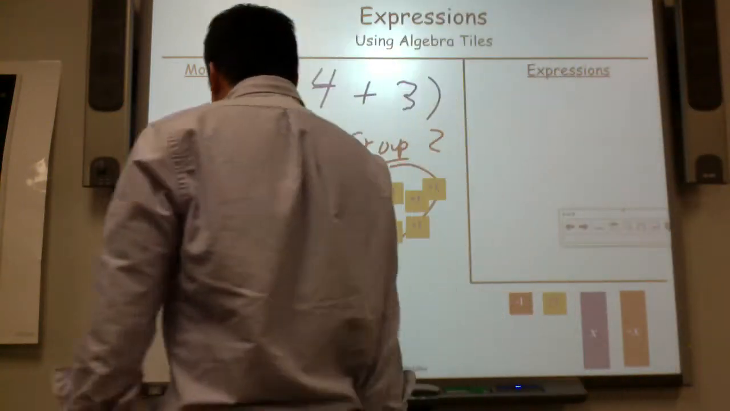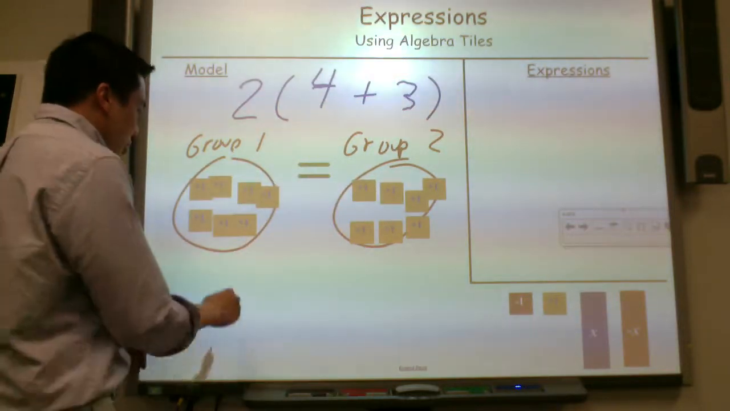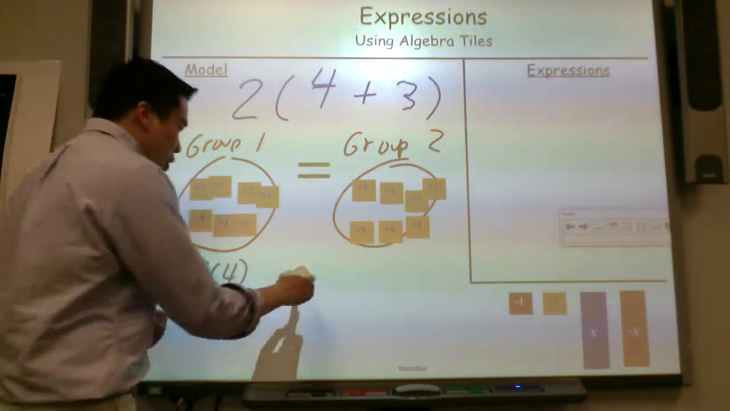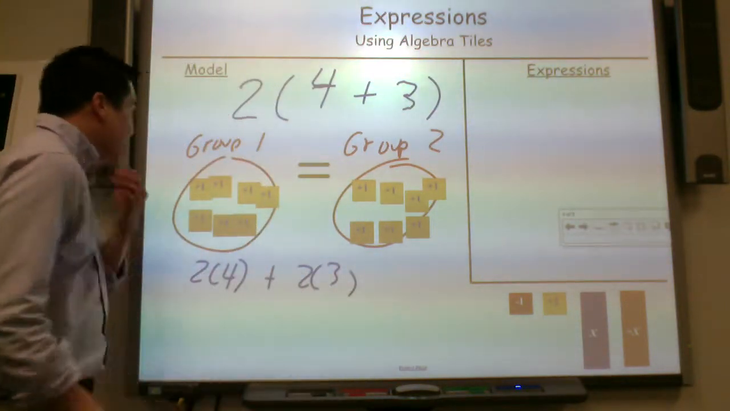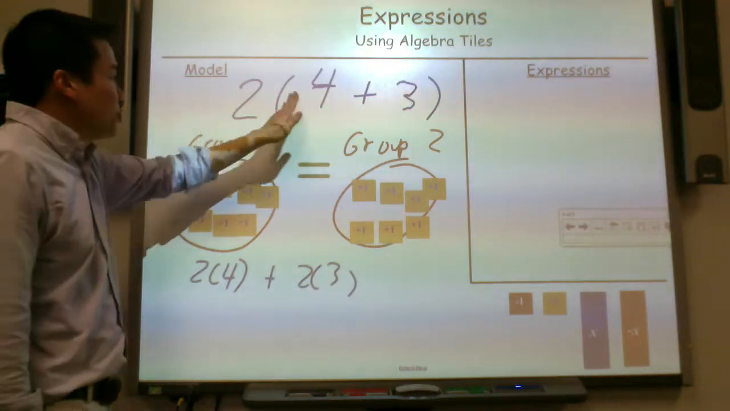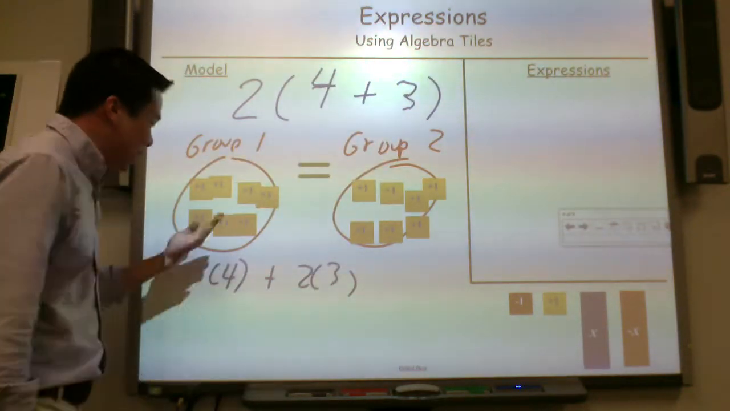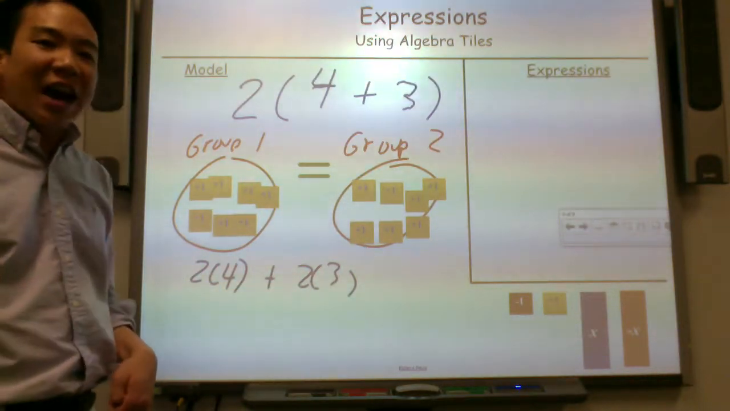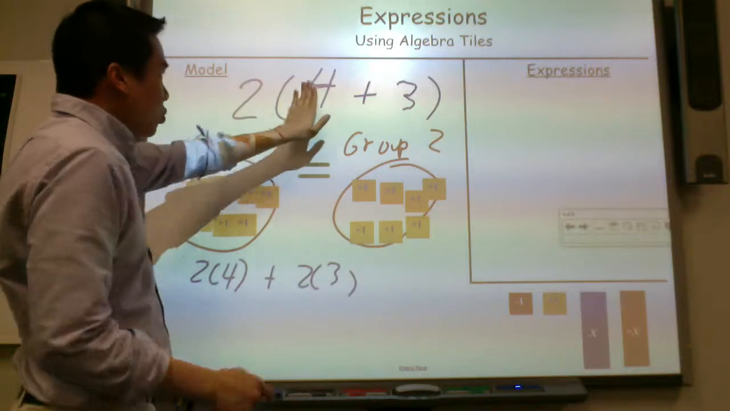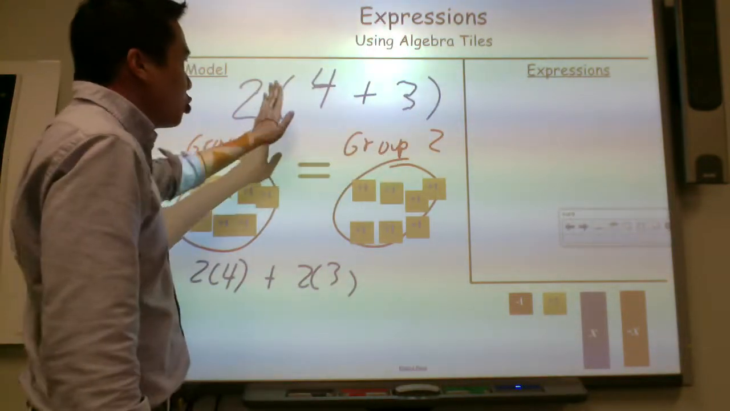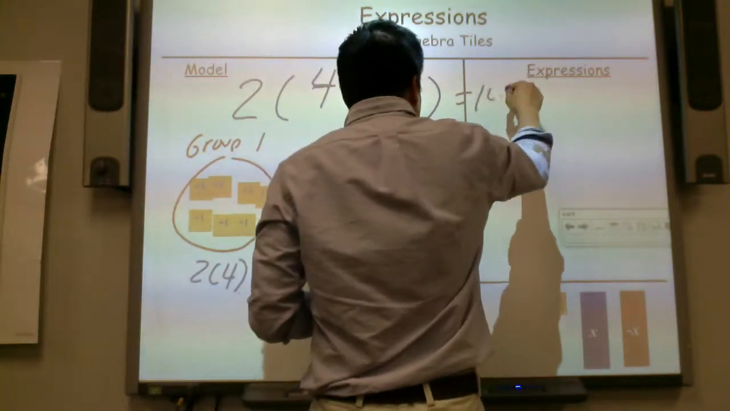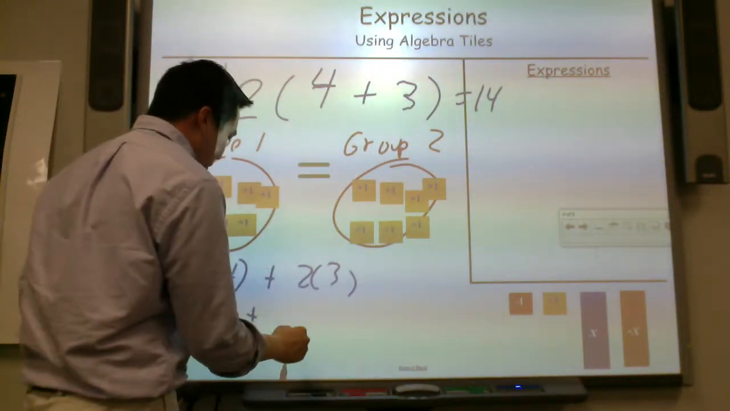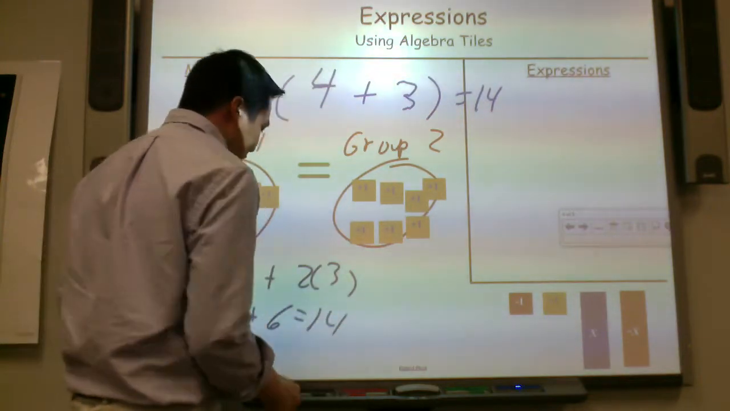Is it the same thing as saying, how many 4s do you have here? 2 groups of 4. How many 3s do you have here? 2 groups of 3. So, 2 groups of 4 plus 3 is the same as saying 2 groups of 4, 2 groups of 3. And what will its value be? If you solve it this way, 4 plus 3 is 7. 2 groups of 7 is 14. If you solve it this way, 2 groups of 4 is 8. 2 groups of 3 is 6, so it equals 14.